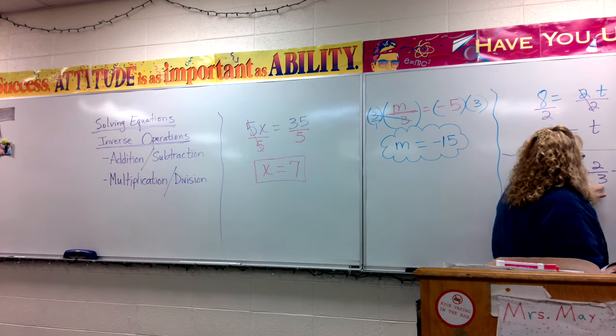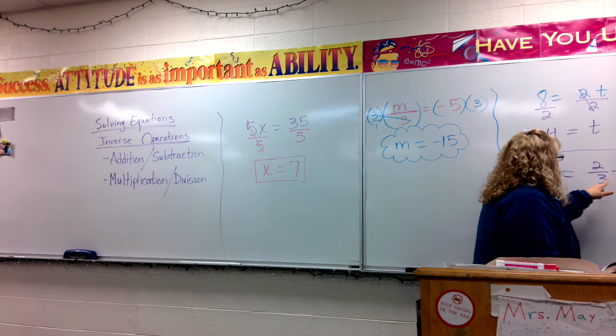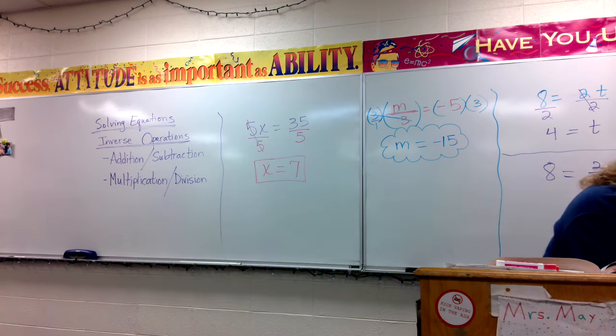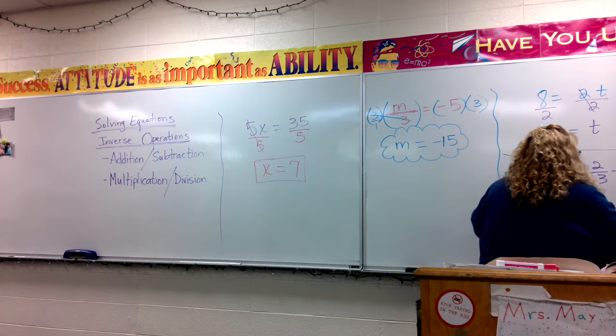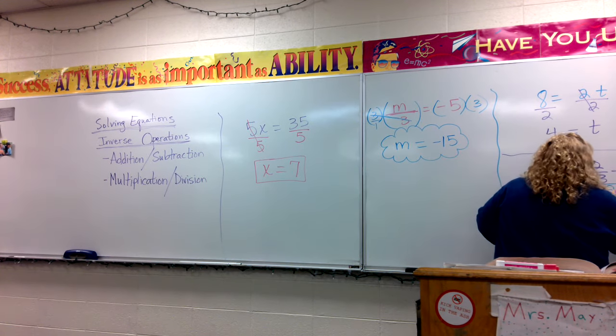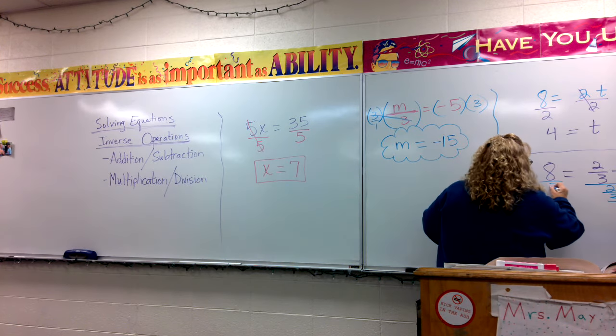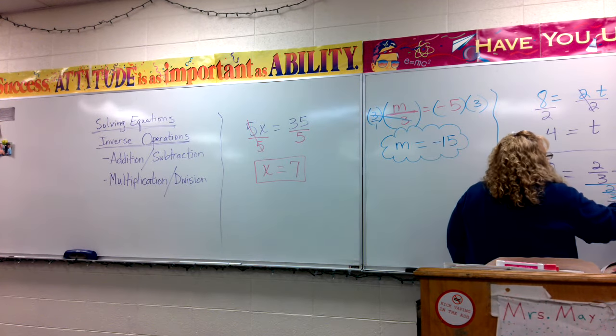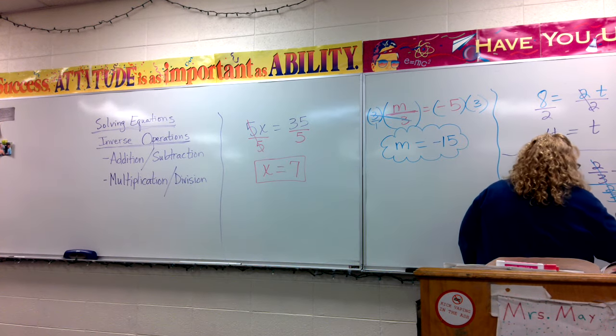This is t times. So how do you get rid of t times this? What did you do with it? You divided by it. So I don't care if it's a fraction, you still divide by it. Right? Multiply by it, divide by it, that cancels.